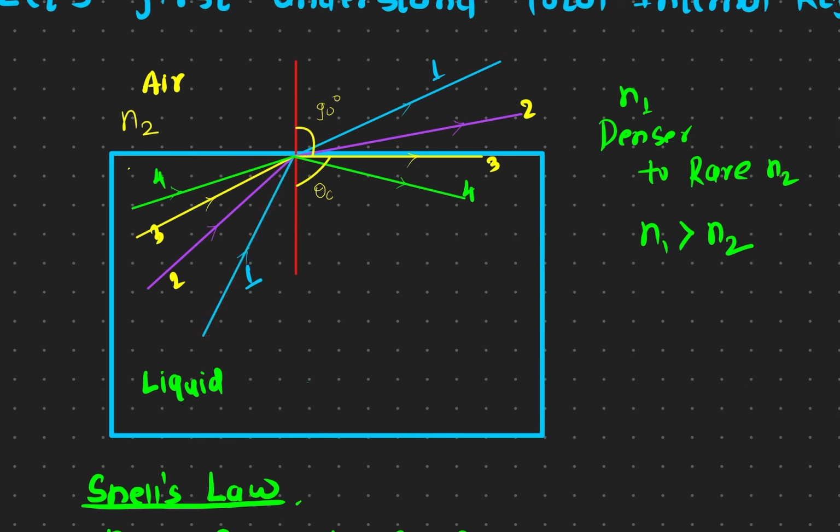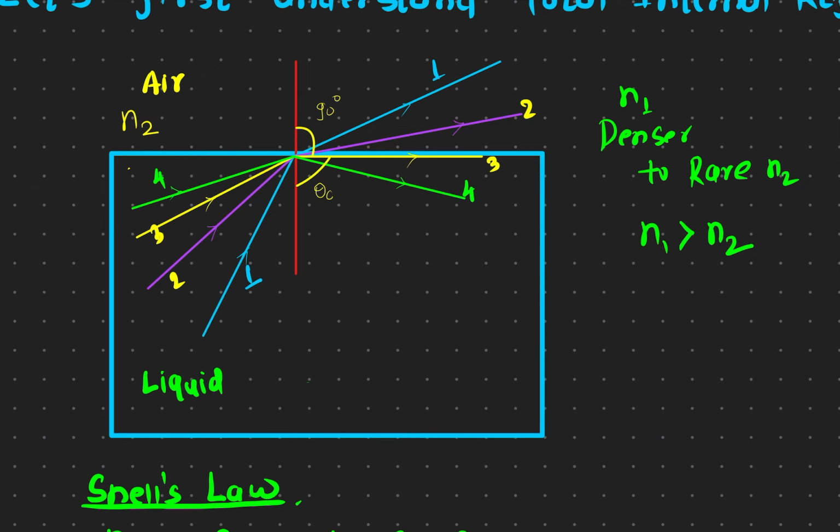Whenever the light goes from denser medium to rare medium, it bends away from the normal. And you can see here, the light is going from denser medium. Instead of going straight, it bends away. And this is coming from Snell's law.